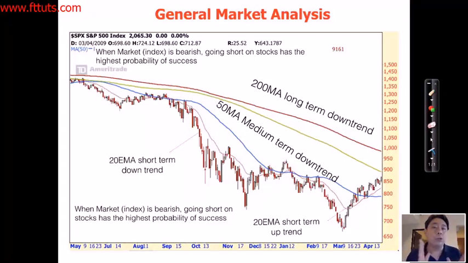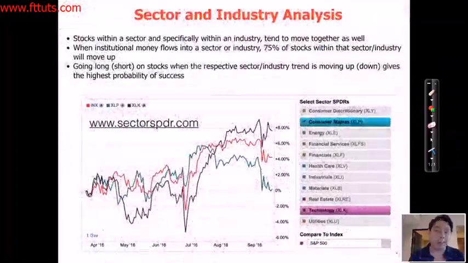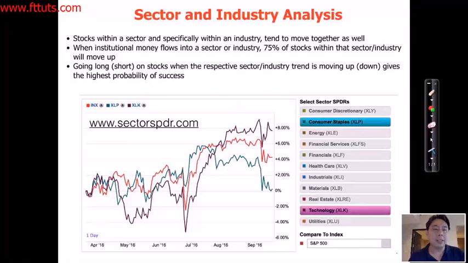All right, so once you know the trend of the overall market, the next thing is to look at the sector trend, the industry trend. Remember that stocks within a sector, and specifically within an industry, tend to move together as well. The market is divided into about 10 sectors. So these are, for example, the consumer discretionary sector, consumer staples, energy, financials, healthcare, industrials, materials, real estate, technology, utilities. So these are the 10 main sectors.